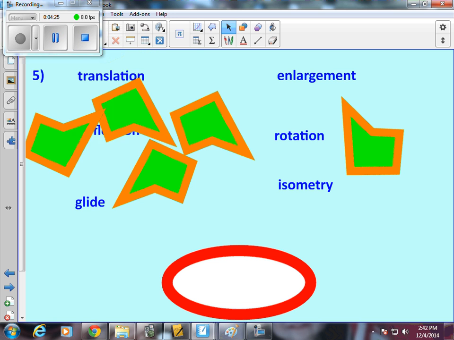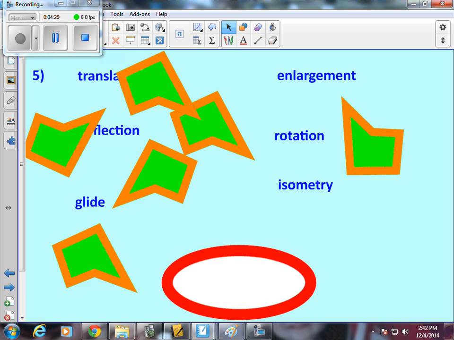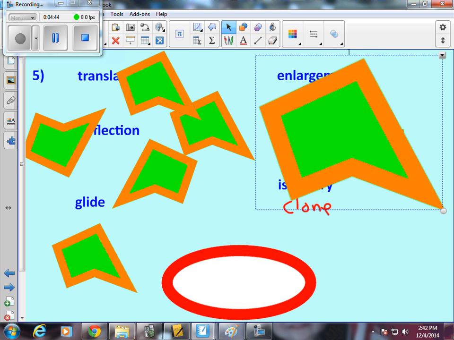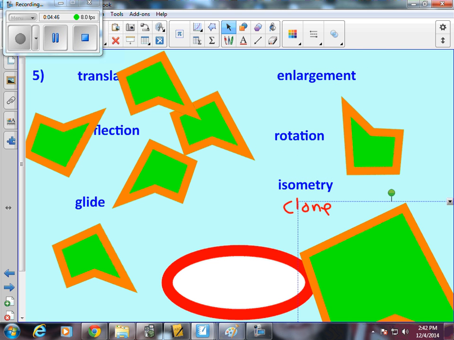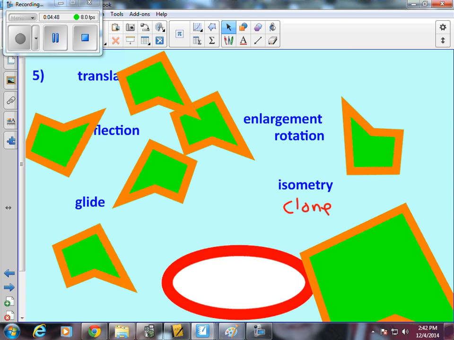Now, glide is the same concept as a translation. We're just sliding it up, down, left, right. And every one of these is an example of an isometry because it's all the same shape. Isometry is another word for clone or copy. Where enlargement, well, enlargement would mean to make it bigger, so this is the only one that doesn't keep it the same shape, so this is the only one that doesn't match.